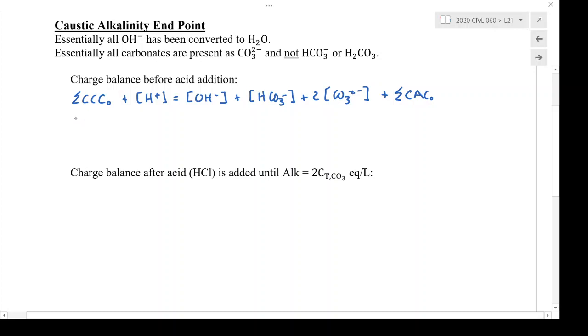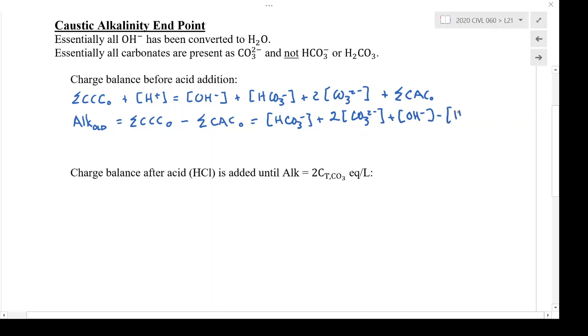So essentially what I've done here is to derive the alkalinity equation. I can call this alk, and I'm going to put a subscript old, to represent before the addition of acid. This is equal to the imbalance in the conservative charges, so the conservative cation charges minus the conservative anion charges. And then this will be equal to the familiar definition of alkalinity, which includes bicarbonate, carbonate, hydroxide, and hydrogen ion.